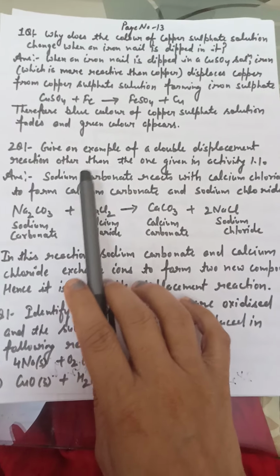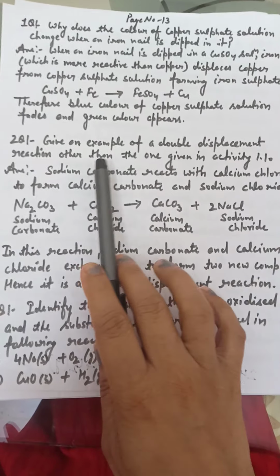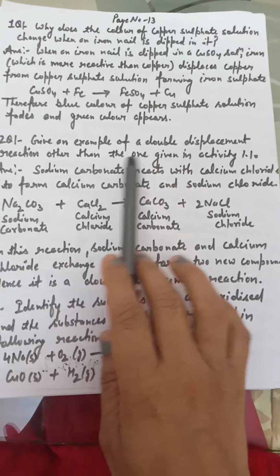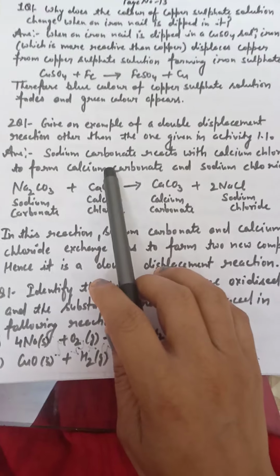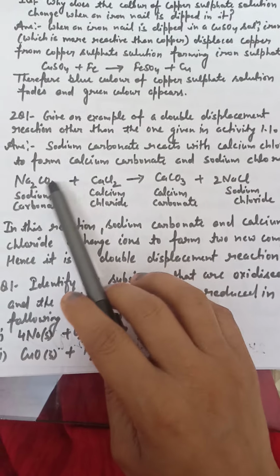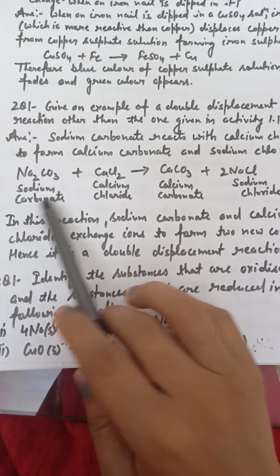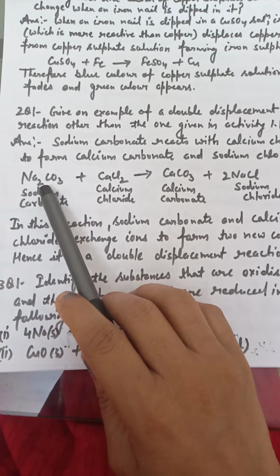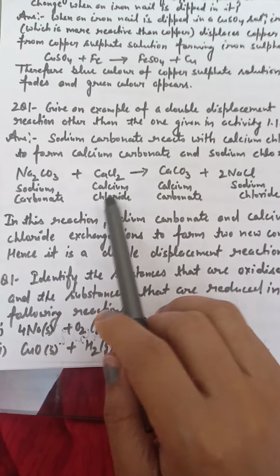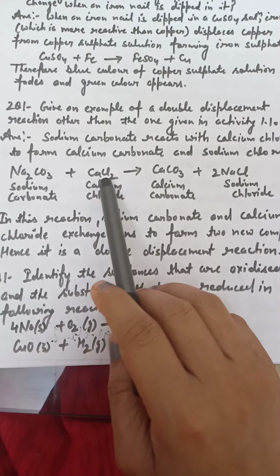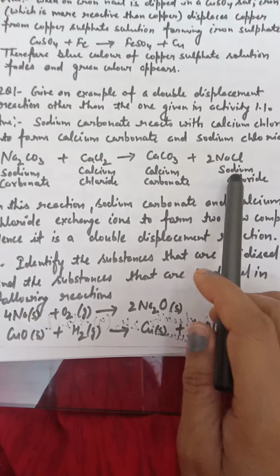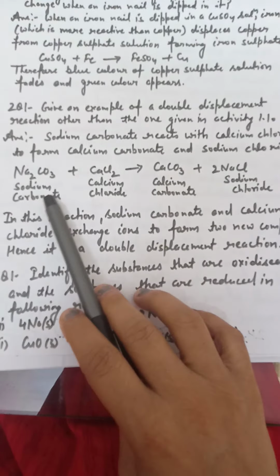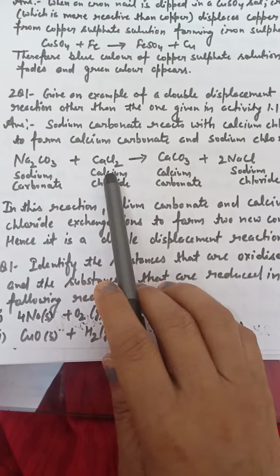Now the next question is: give an example of a double displacement reaction other than the one given in activity 1.10. Another example of a double displacement reaction which we will discuss here is sodium carbonate. The formula of sodium carbonate is Na2CO3. Whenever it reacts with calcium chloride, CaCl2, it forms calcium carbonate with the evolution of NaCl, that is sodium chloride.